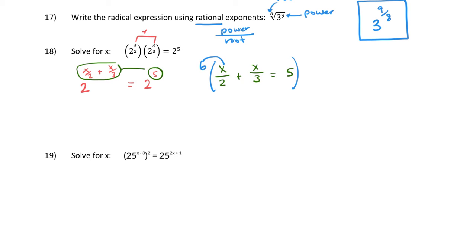So 6 times x is 6x. Remember, we multiply to the numerator, but divide by the denominator. So 6x divided by 2 is 3x. I'm going to carry the plus. Now we're going to multiply this term. 6 times x is 6x. We have to divide by the 3, and we get 2x. Carry your equal sign. We do have to multiply every single term by the 6, so that includes the 5. 6 times 5 is 30. Now we have a much simpler equation to solve. We're going to add our x's together. 3x plus 2x is 5x equals 30. We can divide both sides by 5, and we get x is equal to 6.